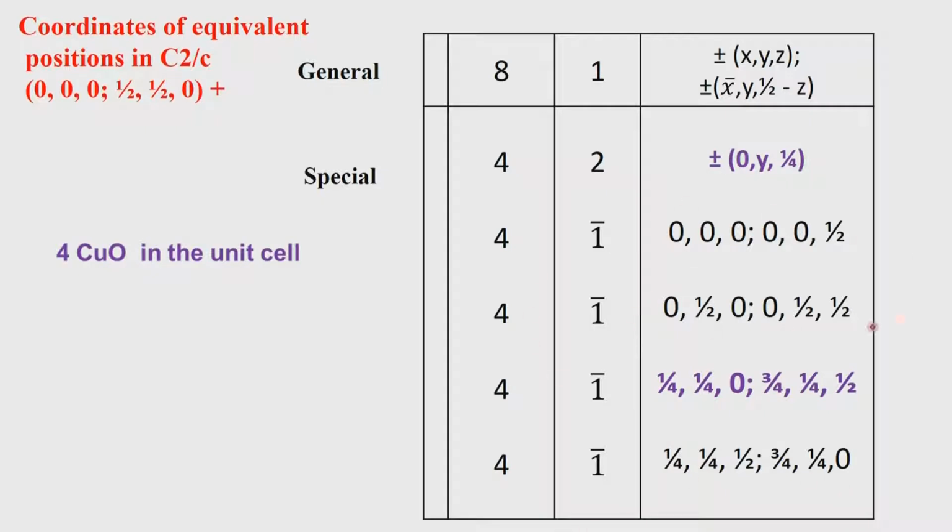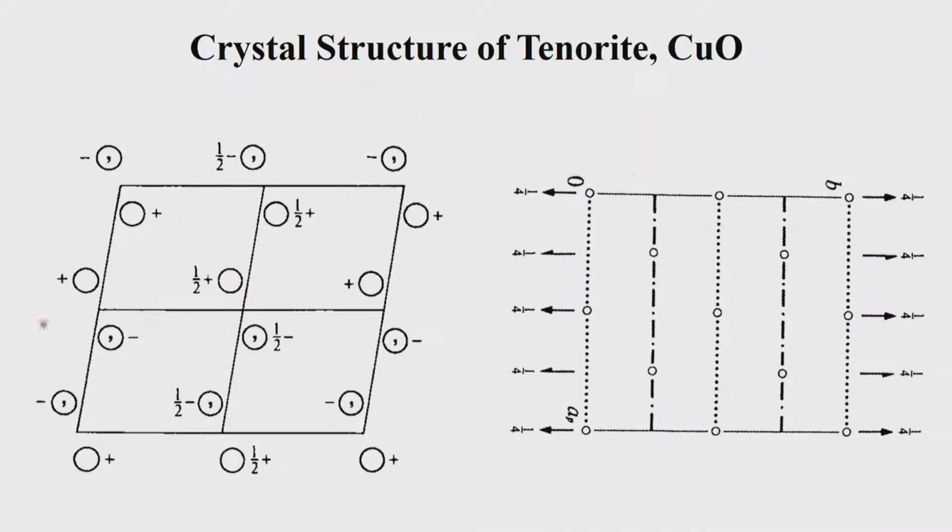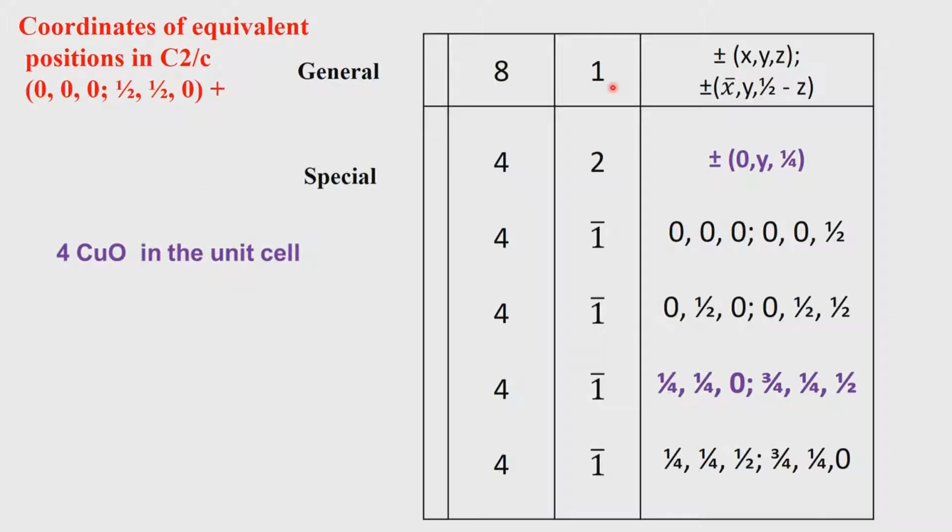So, we know where the equivalent points are. We have very clearly and quietly determined that this space group is C2/c without having any information earlier. So, this is C2/c, and then there is this distribution of equivalent points. Now, what we will have to see is how many units of CuO are in the unit cell.